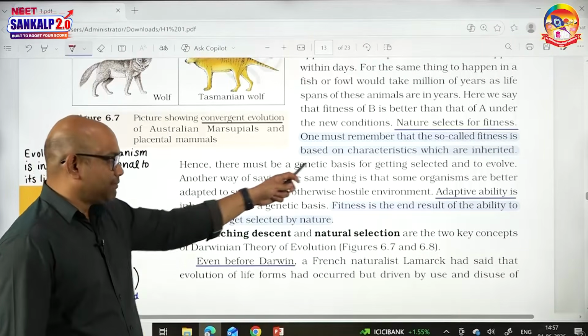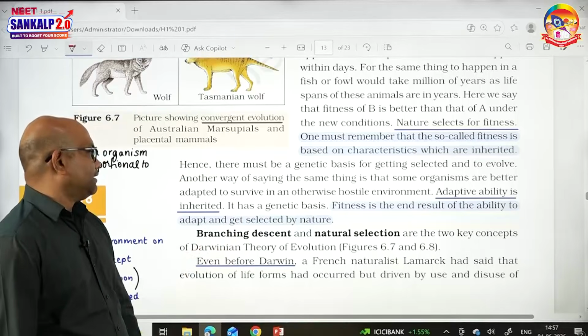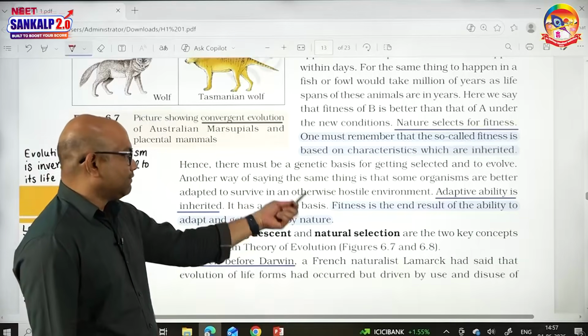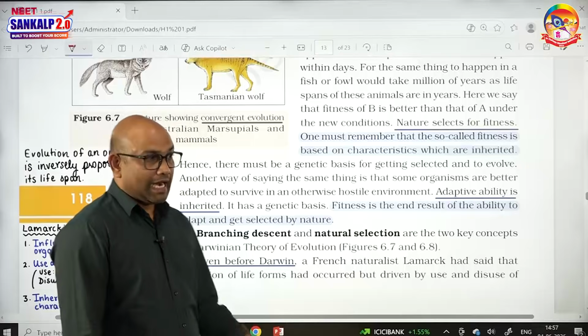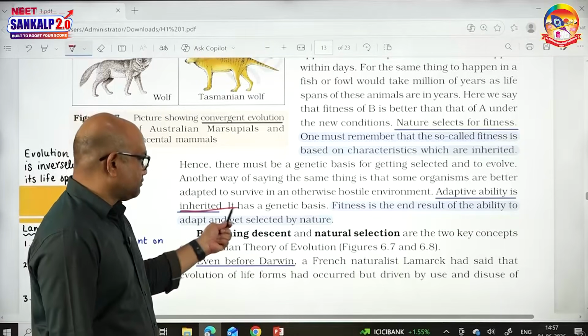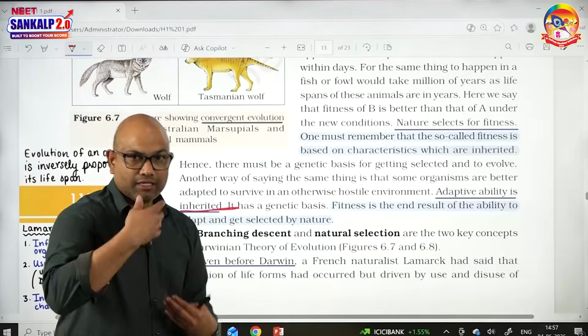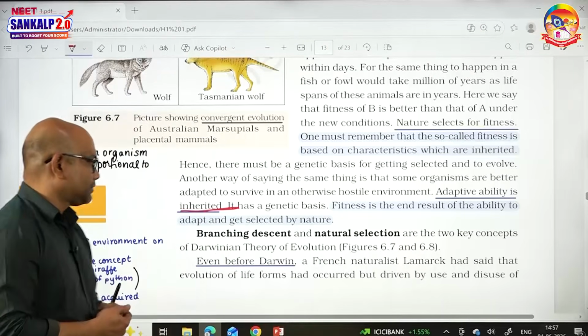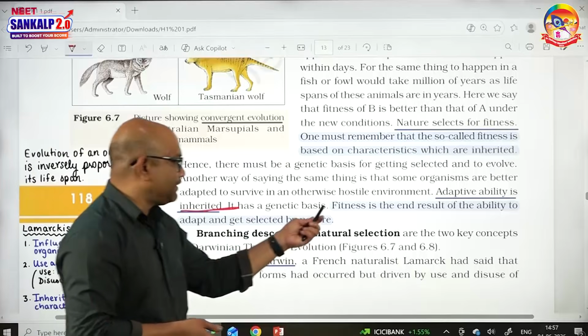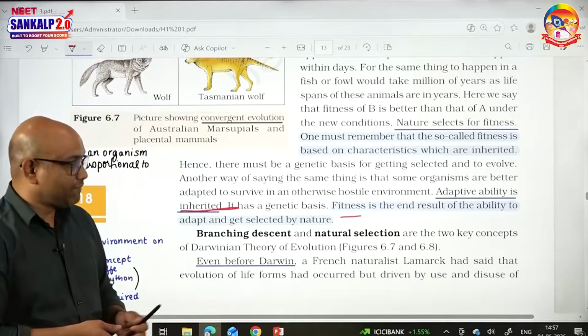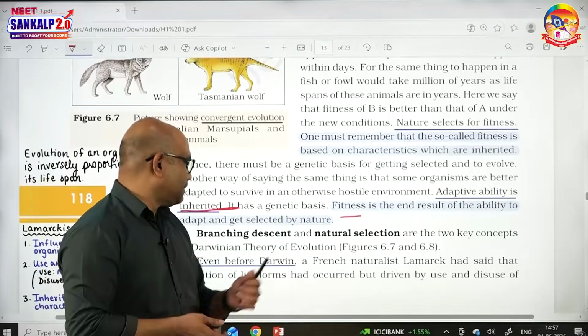Another way of saying the same thing is that some organisms are better adapted. They survive, and otherwise in hostile environments. Adaptive ability is inherited. Yes, whatever the beneficial variations are, they are going to the next generations. And what exactly is the meaning of fitness? Fitness is the end result of the ability to adapt and get selected by nature.